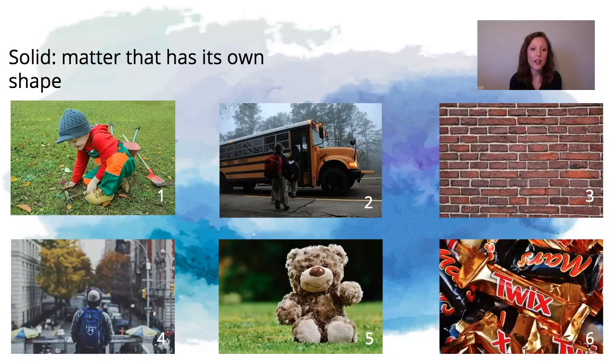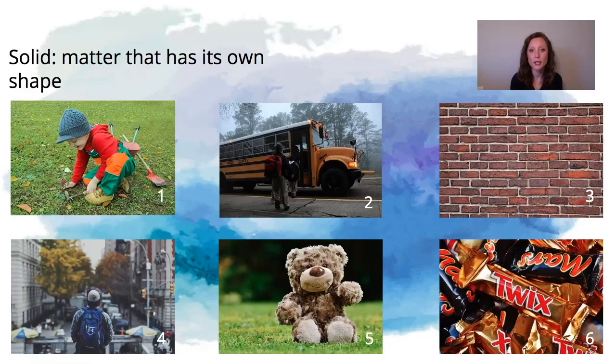In picture number 1, you see a little boy wearing some clothes. He's got a hat on, he's got on boots. His clothes are a solid because whether he has the hat on his head or off of his head, it's still going to be a hat. His shirt, when he's wearing his shirt or he takes his shirt off, it's still going to be a shirt. Can he wad it up and throw it in the dirty clothes basket? Or could he fold it and put it away in his drawer? Sure. But is that really going to mean it's not a shirt anymore? No, it's still a shirt. So clothes are a solid.